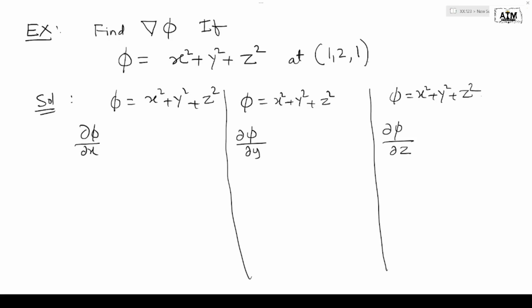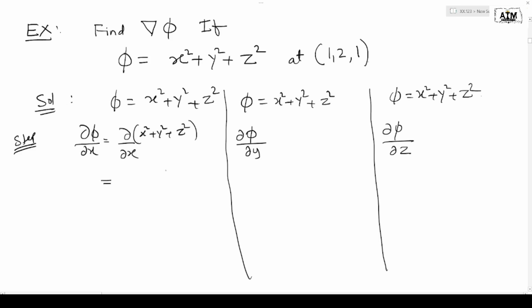Now here is an example: find gradient phi if phi equals x square plus y square plus z square at point 1, 2, 1. Now step number 1. Under step number 1, we need to find dou phi by dou x, dou phi by dou y and dou phi by dou z. To find dou phi by dou x, you write dou of x square plus y square plus z square with respect to x.